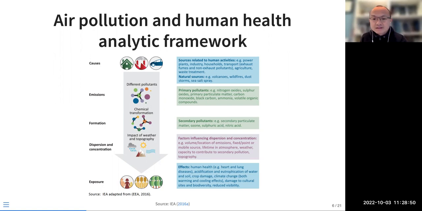So factors influencing dispersion and concentration, for sure, first is the volume and location of the emissions. If it's nearby the population center, then it creates a large problem. If it's far away, the environmental carrying capacity can digest or can really help to address those air pollutants. That might not be a big problem.